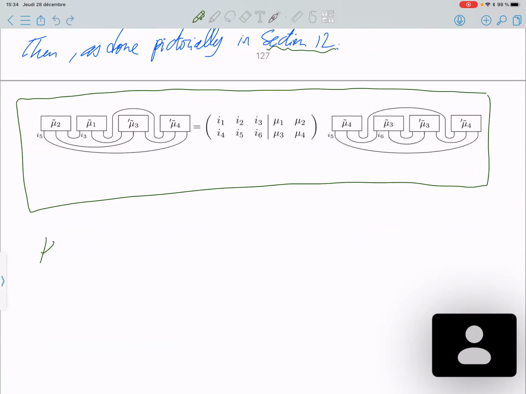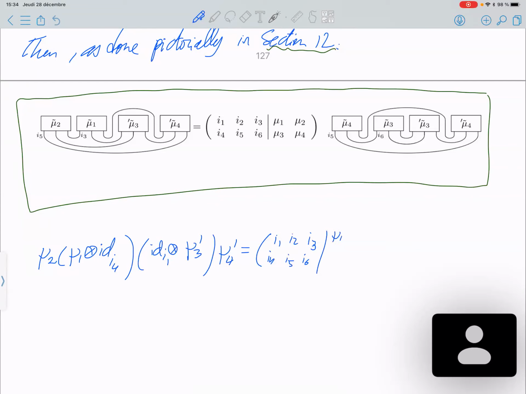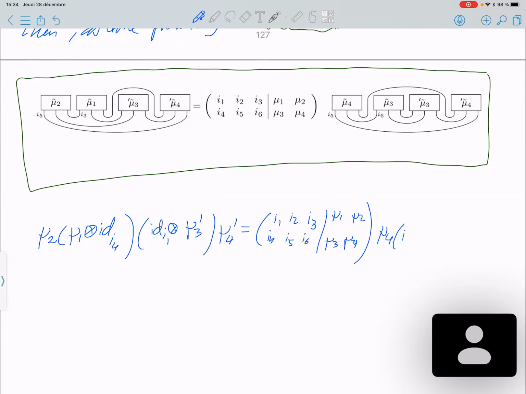mu2. So let me take the blue color. Okay, so mu2, mu1, tensor identity of I4, composed with identity of I1 tensor mu3 prime, composed with mu4 prime, equal to, so I1, I2, I3, I4, I5, I6. Okay, mu1, mu2 times mu4, composed with identity of I1 tensor mu3, identity of I1 tensor mu3 prime, mu4 prime. Okay.